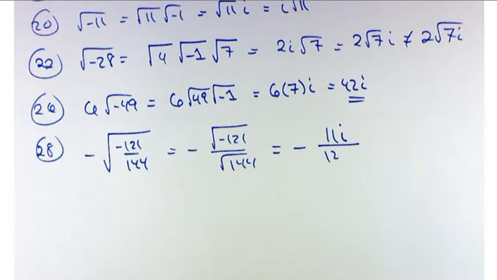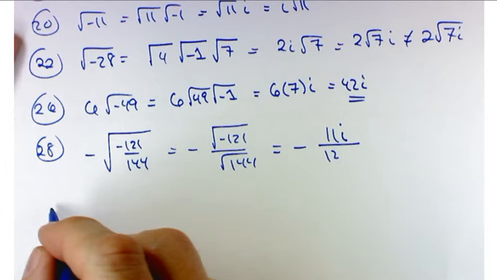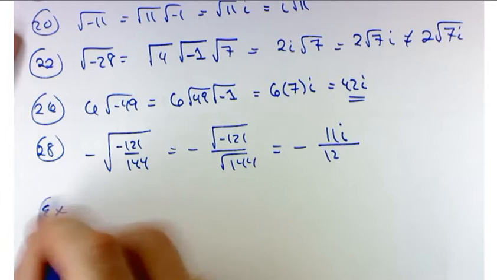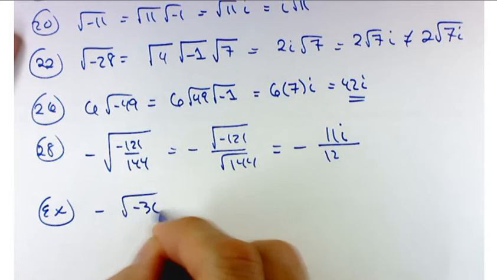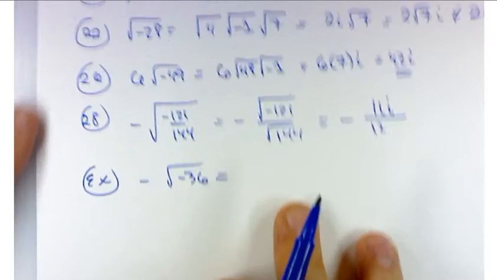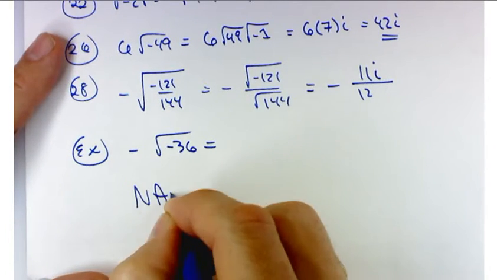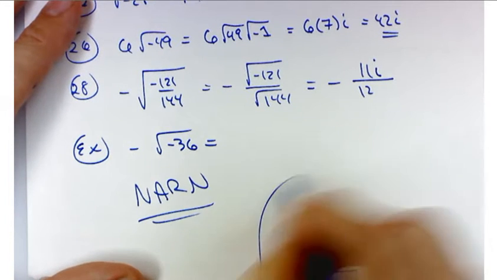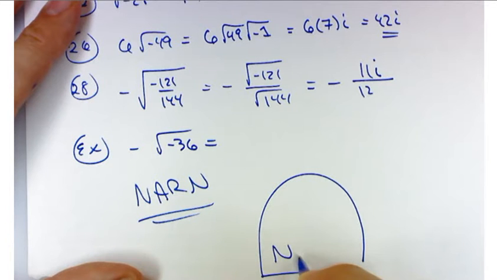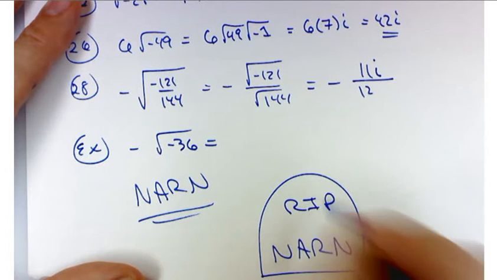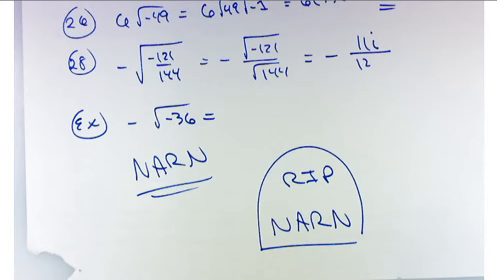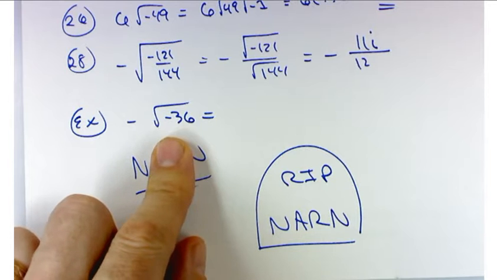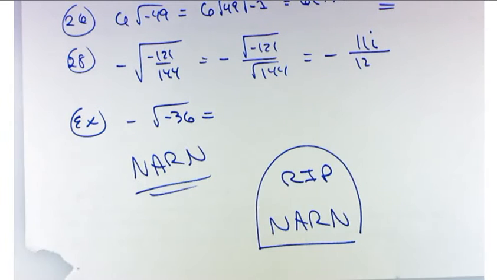So, yay. The negatives don't cancel each other out. By the way, I think on your test you had a problem like this. You had negative the square root of negative 36. Now on the test, the right answer was NARN, right? It's not a real number. But I'm sorry. NARN, rest in peace. We're done with NARN. All right. We now have something that's replaced that. We can actually work with something like this. What would I get for negative the square root of negative 36?